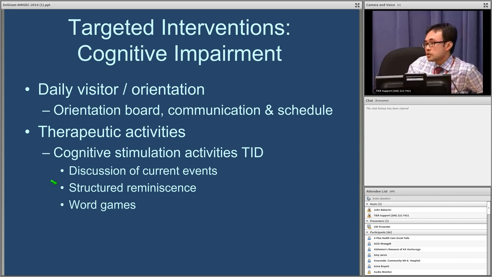And for those individuals who had the abilities, they did word games and word searches as well. So there was some sort of stimulation three times a day. That was the cognitive impairment protocol. Right? Not rocket science.